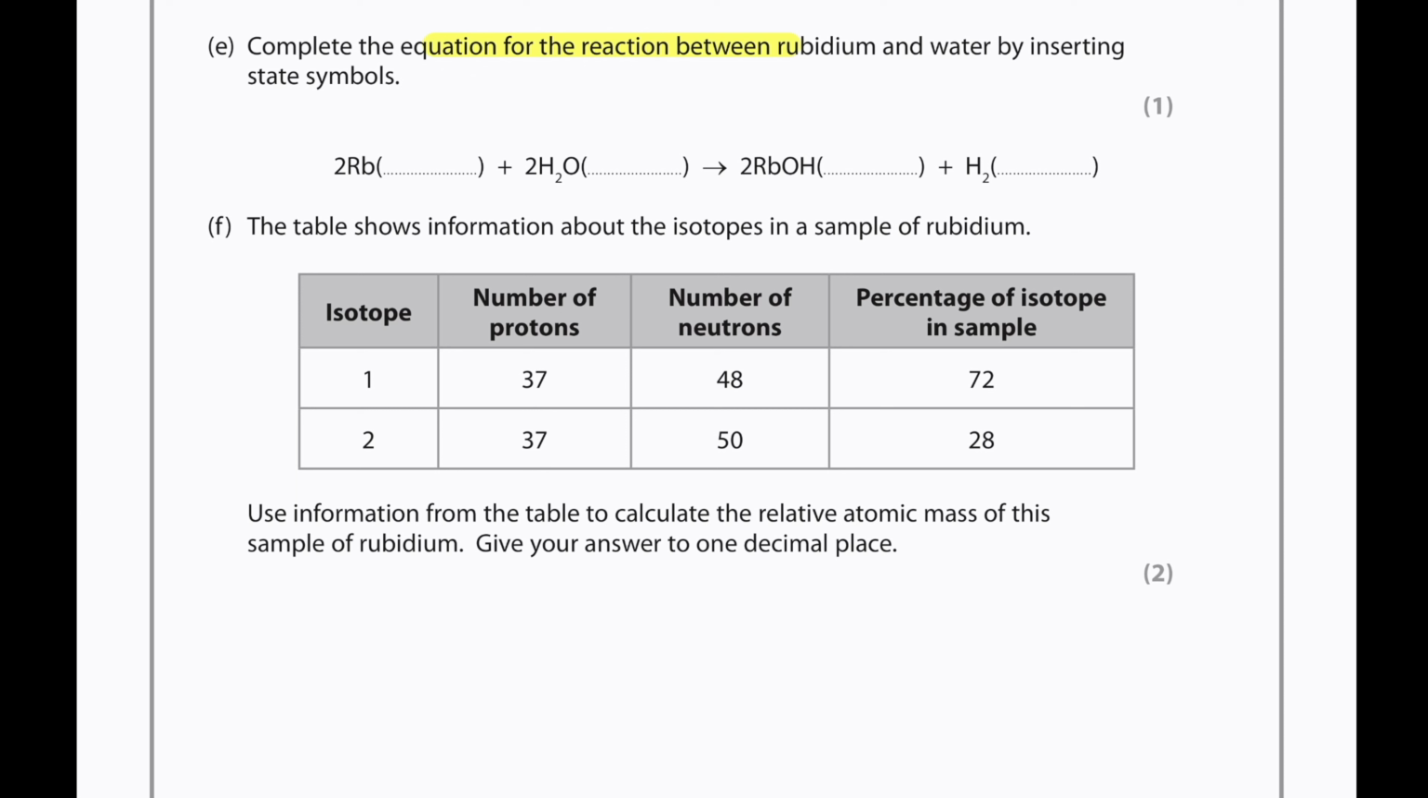Complete the equation for the reaction between rubidium and water. Rubidium and water react in a very similar way to potassium. So rubidium is a solid, reacts with liquid water, produces an aqueous solution, and produces hydrogen gas.